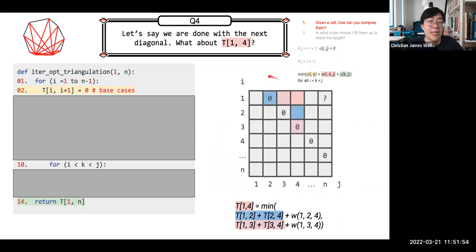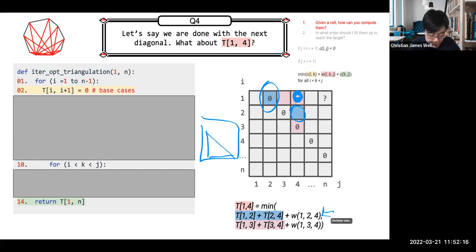And then what about the other one? Let's say we are interested in this cell. How do you compute this cell? T14 is computed by, first of all, there are 2 possible ways to triangulate. You choose this triangle as the first one, and that corresponds to this cell, plus the weight. The other possibility is to compute this as the other triangle, and then recurse; this is 1, 2, 3. T123 is this one.